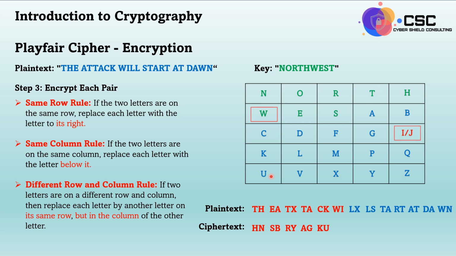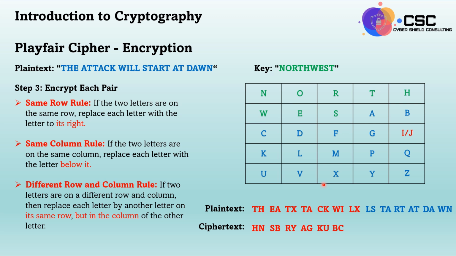Now we look at WI, and you can see they are in different row and column. So in this case, if I'm looking for W, I look at the row of W, and where does it meet the column of I? At B, so that will be the new letter. And then if I look at I, the row of I, where does it meet the column of W? At C, so that will be BC.